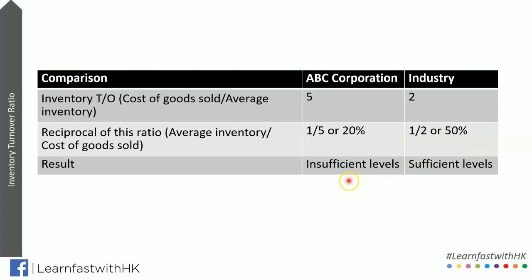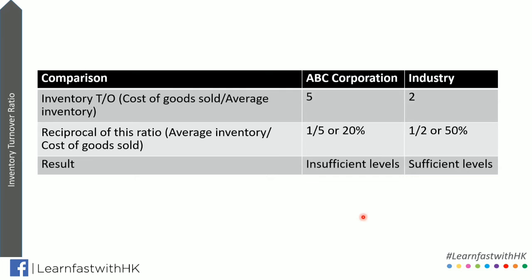We can also say that ABC Corporation is maintaining only 20% of the inventory compared to the amount of goods it is selling, while the industry is maintaining 50%. So in a scenario of high demand, ABC might need to procure more raw material or inventory from the market to meet the demand for its products, and in that process it could lose sales.